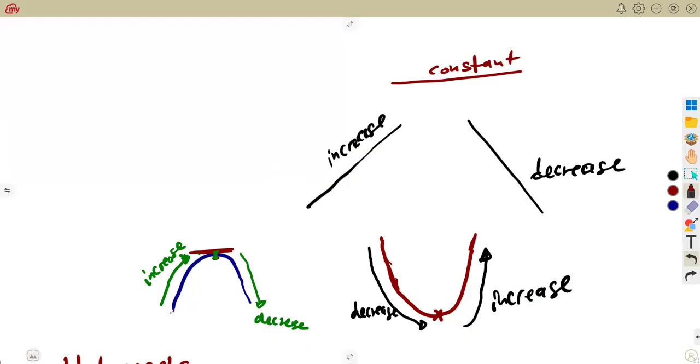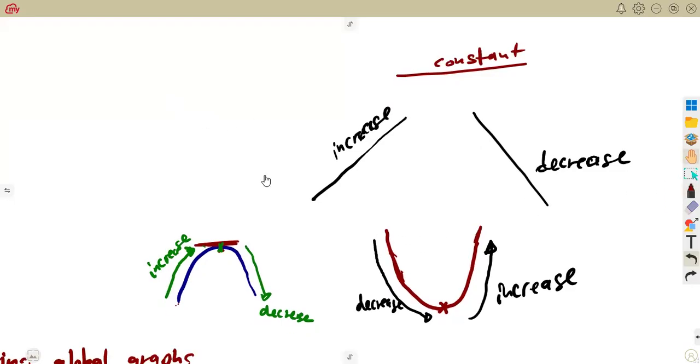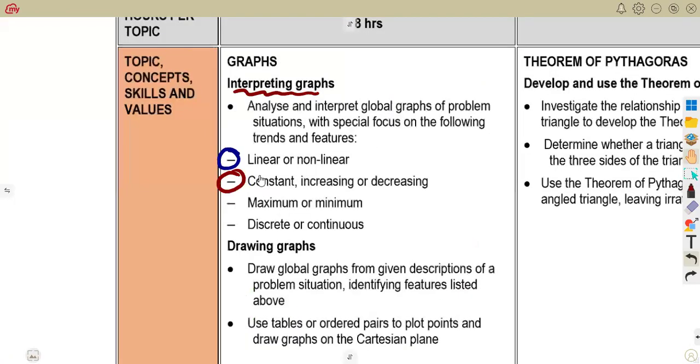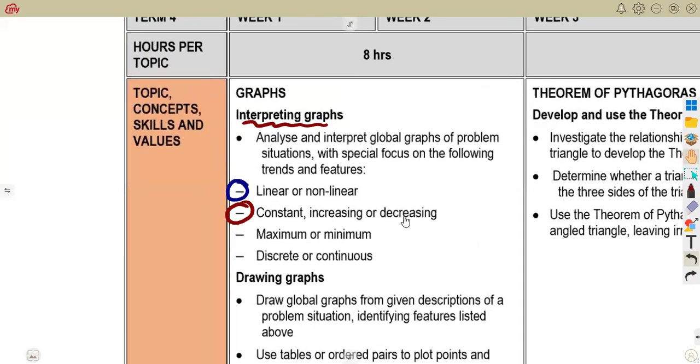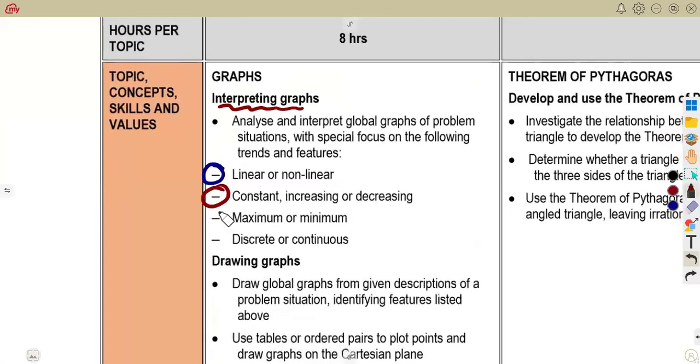So I just hope, with these, you can tell there is no need for me to write anything to say an increase is going to be a rate of change which is positive, and a decrease a rate of change which is negative. It's best for you to just understand it this way. Much about this is best explained, like I said, in your grade 9. For now, I just want you to know the basics. So that is it, guys, about being constant, increasing or decreasing. Then we move on to the maximum or minimum.